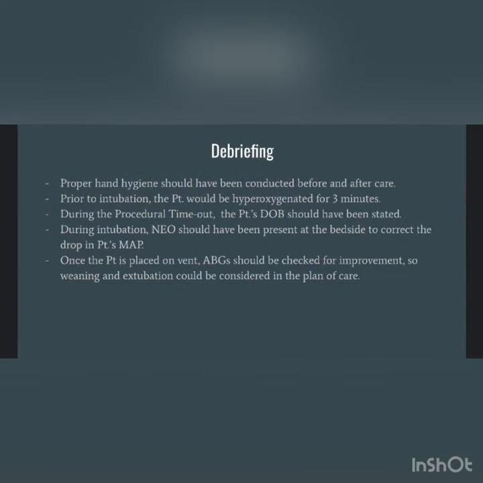Debriefing for this case includes proper hand hygiene should have been conducted before and after care provided to the patient. Prior to the emergency intubation, the patient should have been hyperoxygenated for 3 minutes. During the procedural timeout for intubation, the patient's date of birth should have been stated as the second identifier prior to the initiation of the intubation. During the intubation, NEO should have been present at the bedside to correct the patient's drop in MAP or blood pressure. Once the patient is placed on the vent, ABG should be checked periodically to evaluate whether or not the patient can be weaned off the vent or extubated.